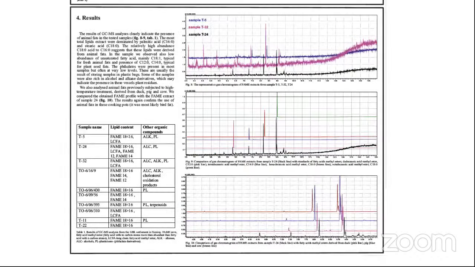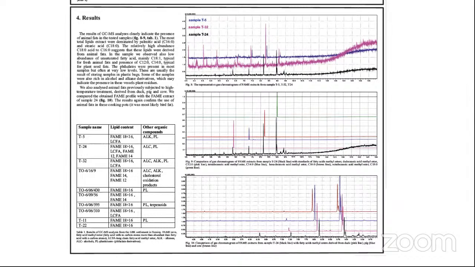The results of GCMS analysis clearly indicate the presence of animal fats in the tested samples. Most total lipid extracts were dominated by palmitic acid and stearic acid. The relatively high abundance of stearic acid to palmitic acid suggests that these lipids were derived from animal fats. In the samples were observed also low abundance of unsaturated fatty acids, mainly cis-9 octadecanoic acid, typical for fresh animal fats, and presence of dodecanoic and tetradecanoic acid, typical for plant seed fats.